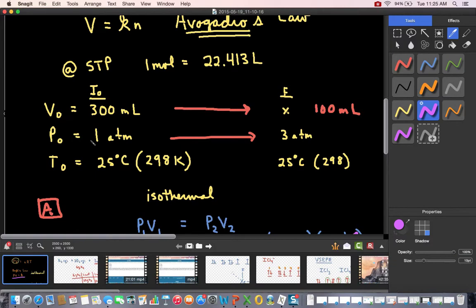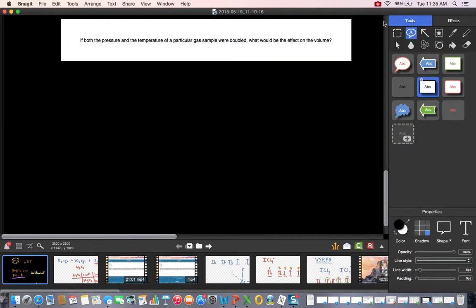So since the pressure goes up by a factor of 3, this only results when I squeeze the molecules closer together. So the volume must decrease. The volume goes down by a factor of 3. 300 divided by 3 is, yes, you guessed it, 100 mils. So it's 3 different approaches to solving that problem. Okay, let's move on to another problem.